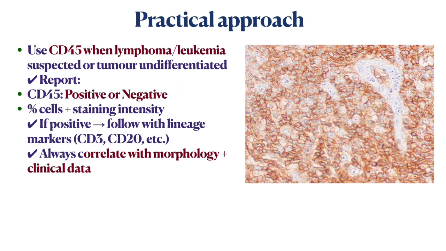Practically, when do we use it? It is used when you're suspecting a lesion to be a lymphoma or leukemia or any tumor of hematopoietic origin. It is reported as positive or negative, and always, like all IHC markers, you have to correlate it with your clinical data, radiological data, and morphology.